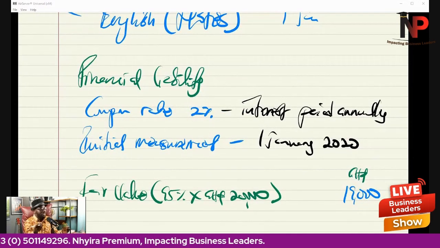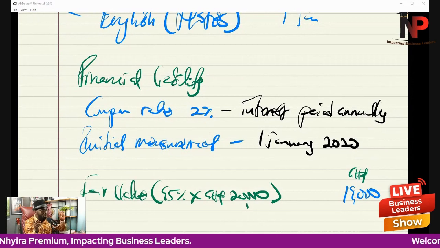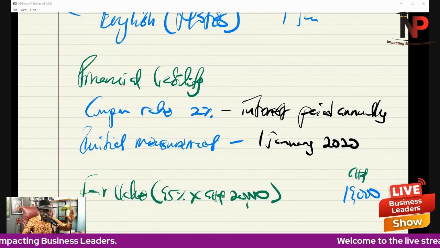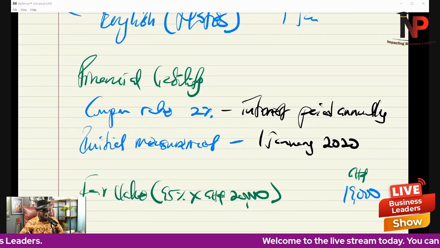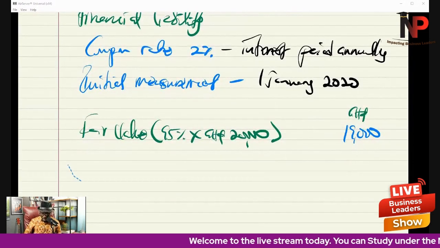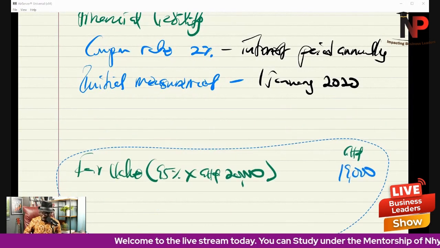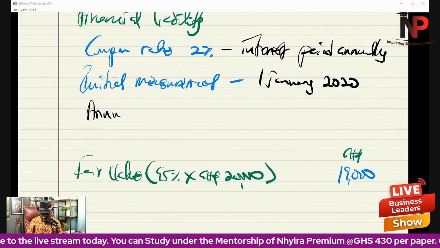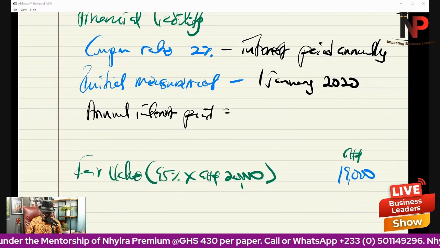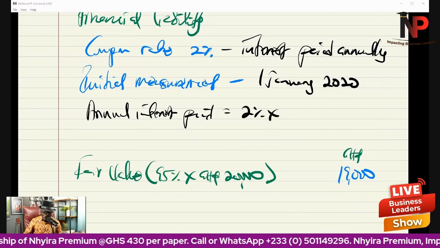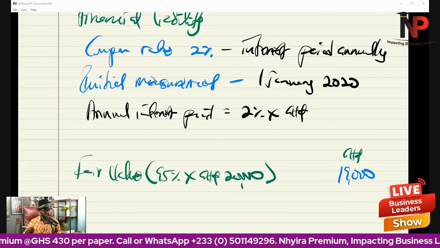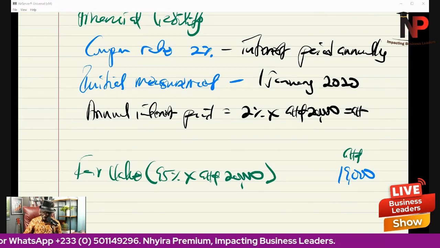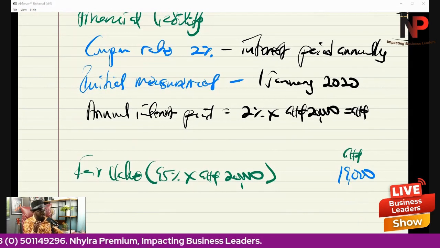Okay, that is the amount at which they will carry. But don't forget, because the coupon rate is 2%, and the coupon rate will always apply on the nominal value of the bond. So the annual interest that is paid will be 2%, the coupon rate, of the nominal value, which is 20,000.